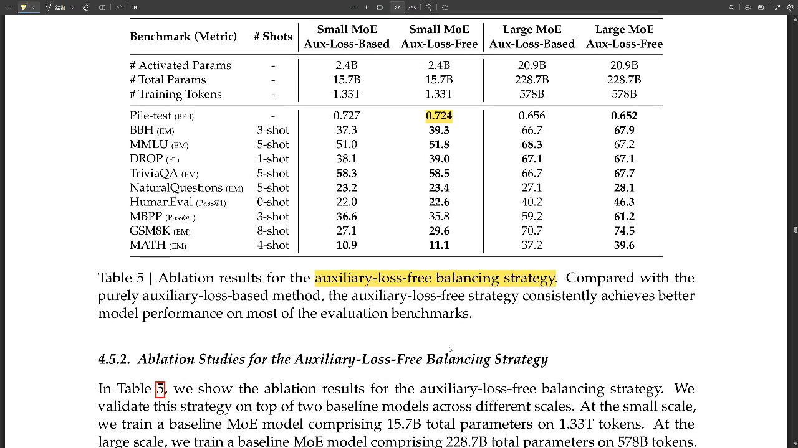Anything else to talk about with DeepSeek V3? Well, let's see. They also distilled the reasoning capability, distilling it from the DeepSeek R1 models. Overall, it's a really impressive model.